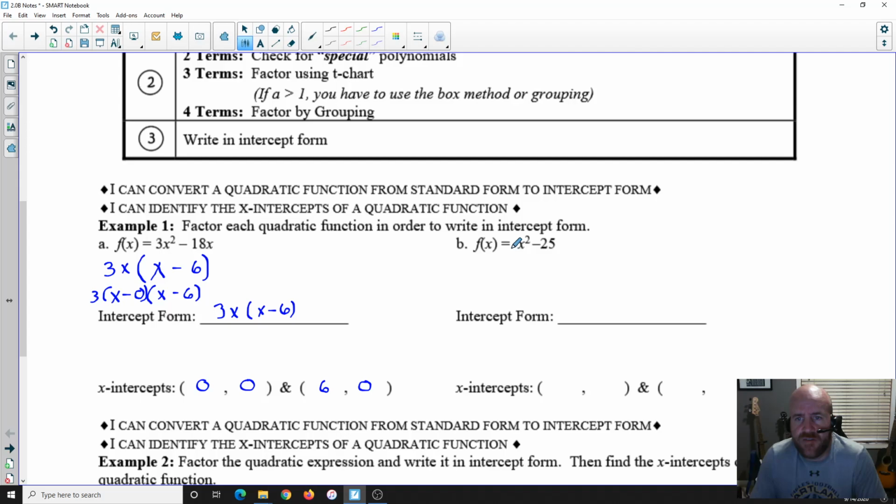Now when we factor this one out, there is no greatest common factor, but we do know the special form from Algebra 1. We have x squared minus a number. This number here is indeed a perfect square. So all we have to do is take the square root of that, which is 5. So we have x minus 5 and x plus 5.